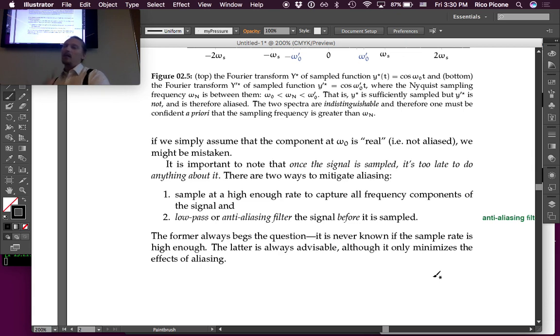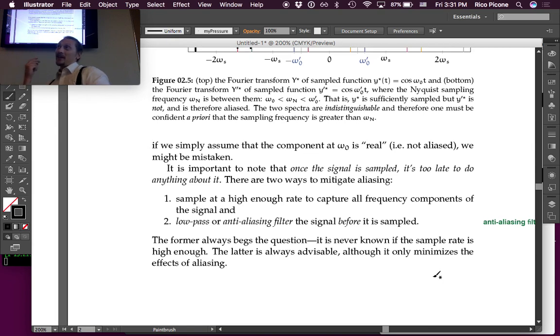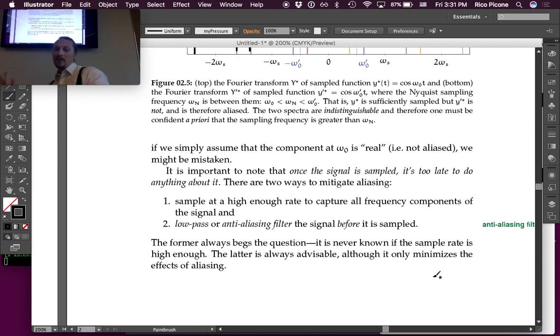And we're going to talk more about filtering later, so I'm not going to go into the details of filtering now. But filtering is a key aspect of taking good measurements. Okay. All right. So that's the idea with filters and aliasing and the Nyquist sampling theorem and anti-aliasing filters. Okay.